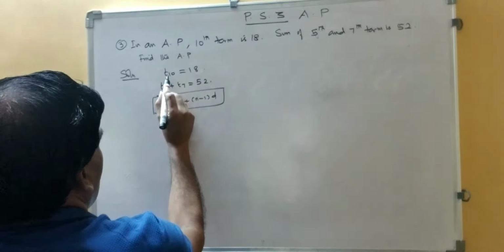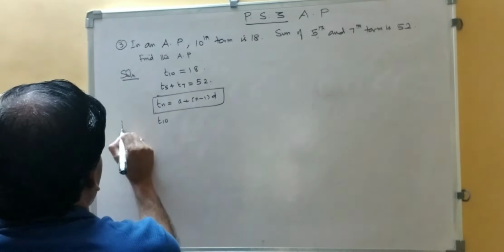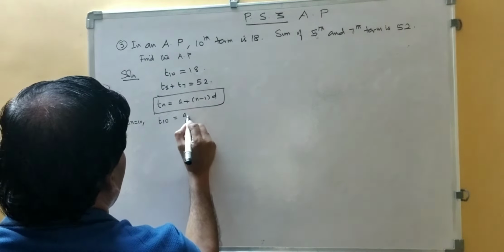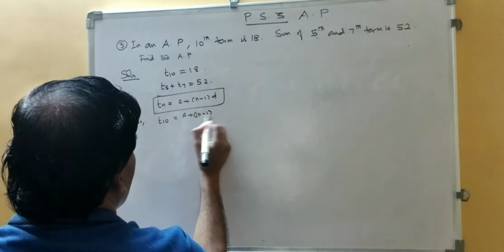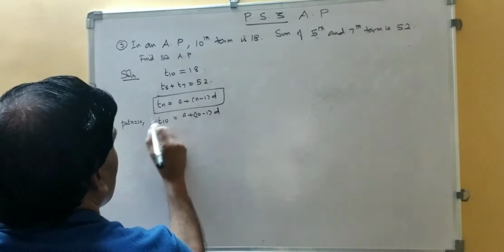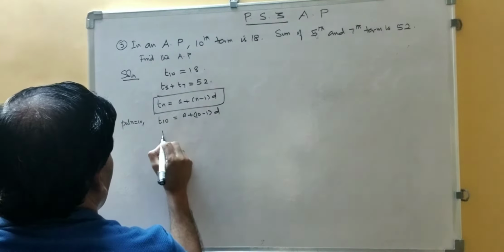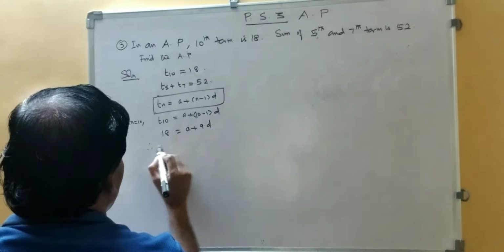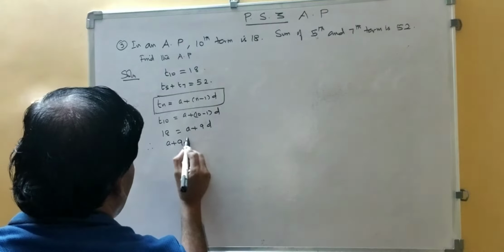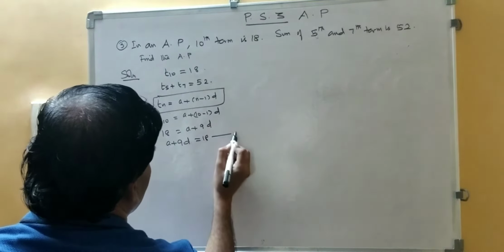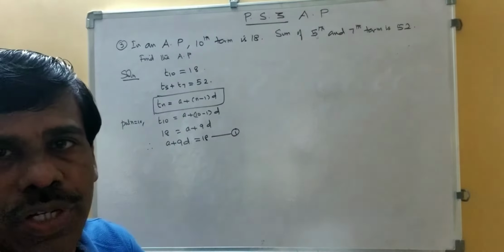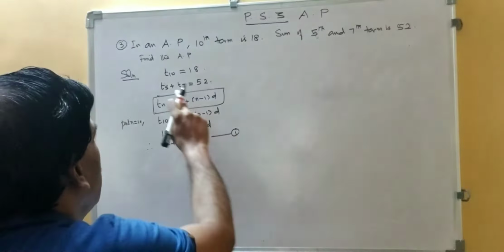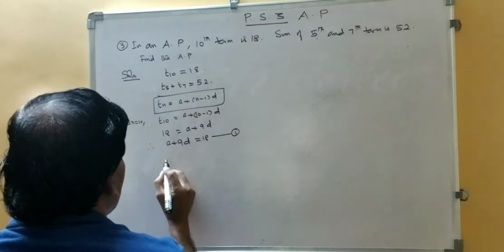Now, what is T10 they have given you? So, T10 equal to A plus 10 minus 1 into D. That means T10 is 18. 18 equal to A plus 9D, or you can write A plus 9D equal to 18. So you have got one equation now, very easily you have got an equation. Now what you have to do? Second condition, T5 plus T7. What is T5?